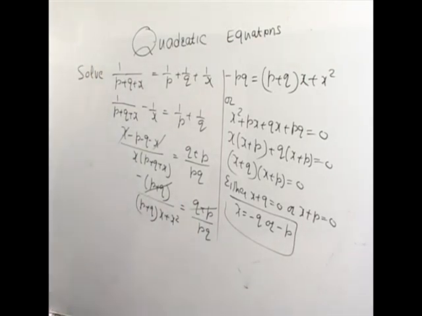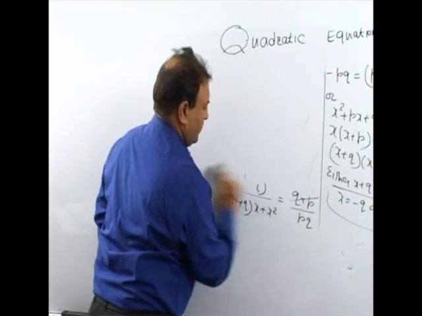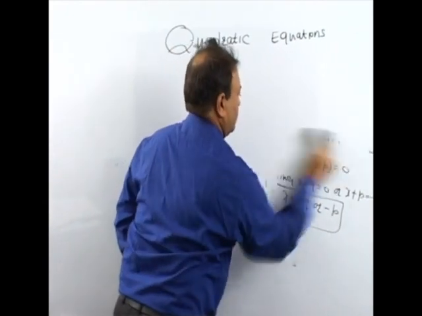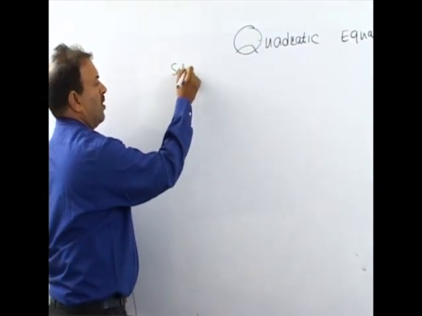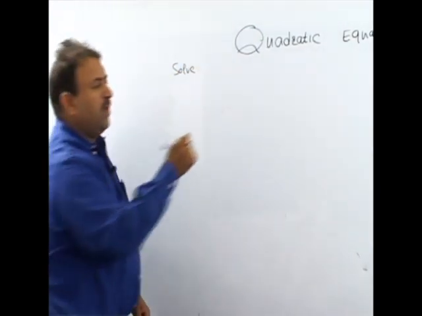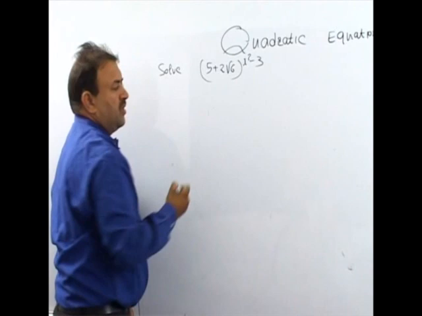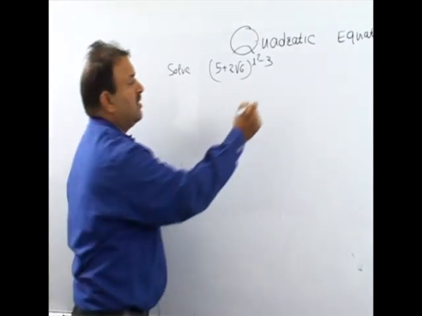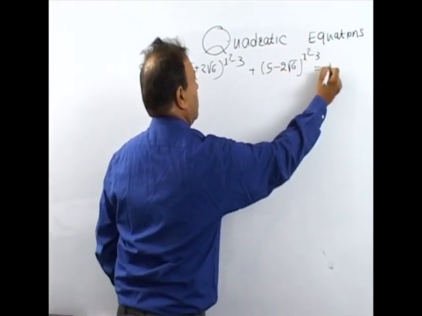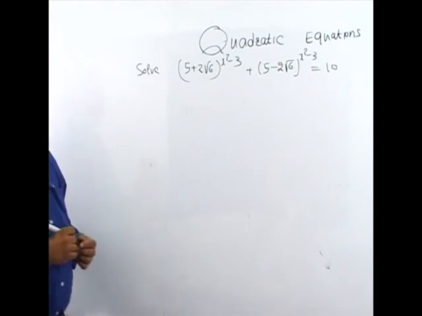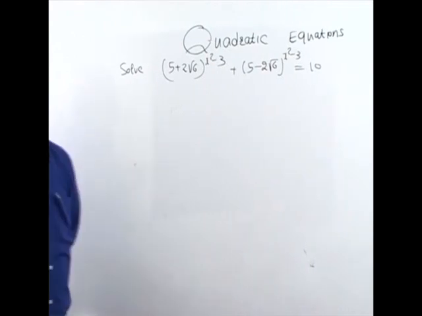Now another problem, which teachers will take. See, another problem is to solve: 5 plus 2 root 6 whole power x square minus 3, plus 5 minus 2 root 6 whole power x square minus 3, this is equal to 10. We have been given a question to solve this equation. Now how will we solve it?